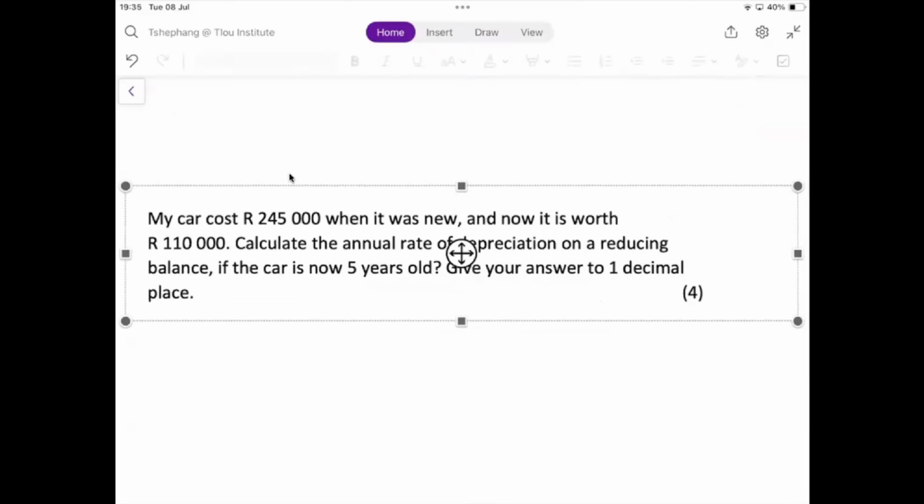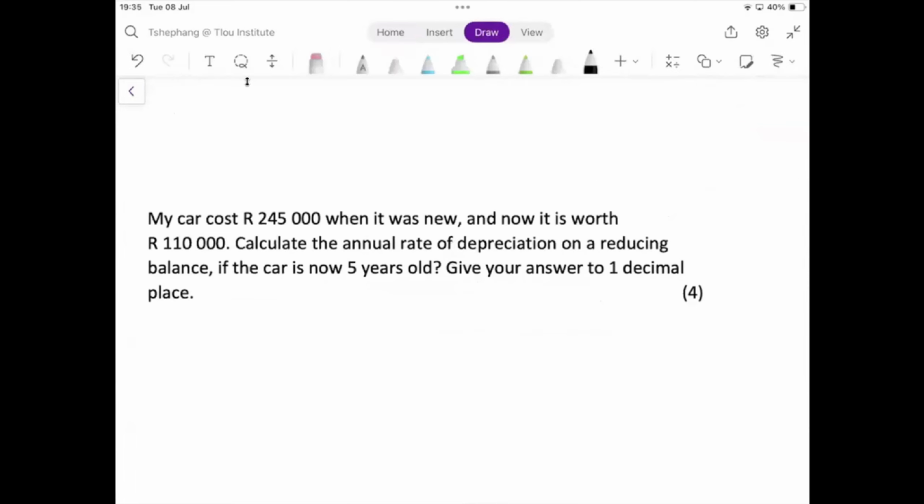So my car cost 245,000 when it was new. That's how much it cost. Now it's worth 110,000. Calculate the annual rate of depreciation on a reducing balance if the car is now 5 years old. Give your answer correct to one decimal place. It doesn't matter that much. I don't really mind, even if you put two, because usually with you guys, they will say two decimal places.